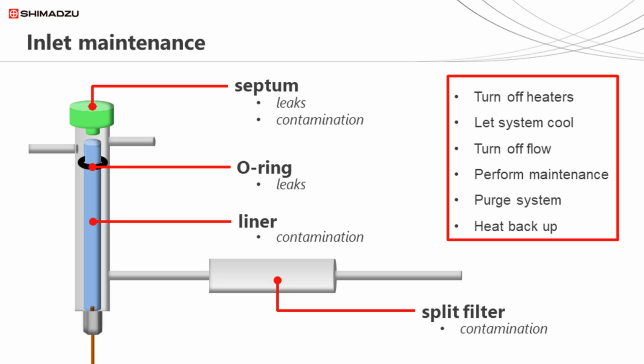All of these parts should be replaced while the GC system is cool. All heated zones, such as the inlet, oven and detector, should be cooled to below 50 degrees. After this, the flow can be turned off and the parts exchanged. The flow should then be turned on for a few minutes to purge any air from the system before the heated zones are turned on again.